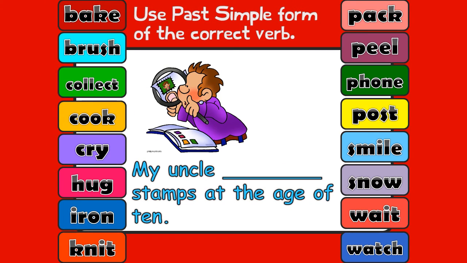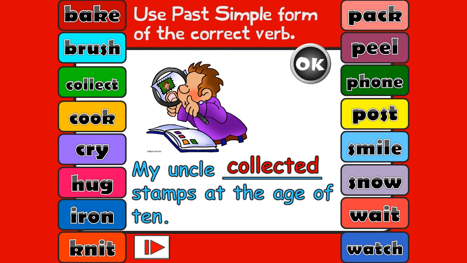Right, next sentence. My uncle, at the age of 10. You choose cry, waited, collect. Okay, collected. Excellent.